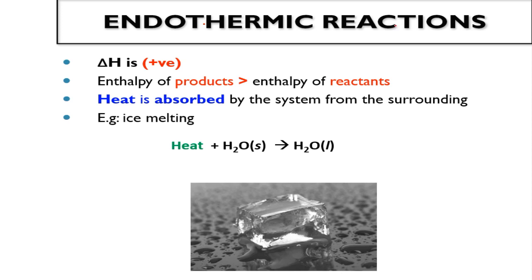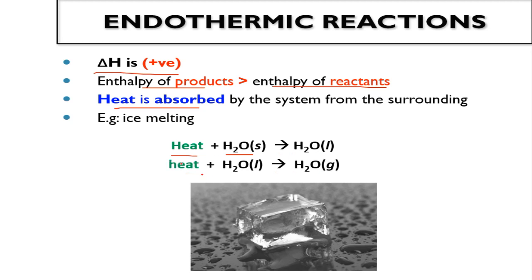Okay, now we go for endothermic reaction, which is with enthalpy positive. Here the enthalpy of product is higher than the enthalpy of reactant. Heat is absorbed. For example, ice melting. So you have to absorb the heat first, then only the ice will melt and become water. And it is the same when you continue to heat the water, it will change to vapor form or gas form. So heat is absorbed.